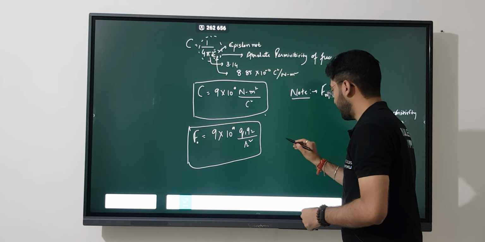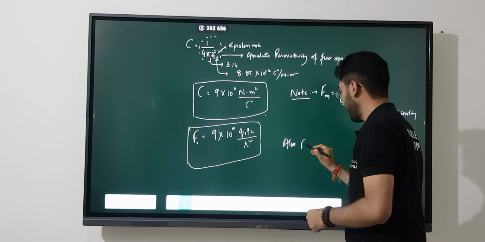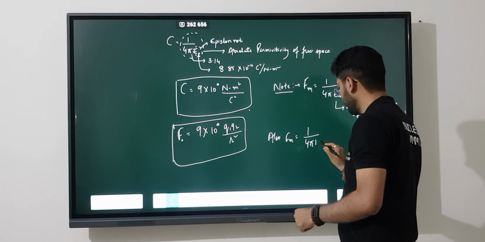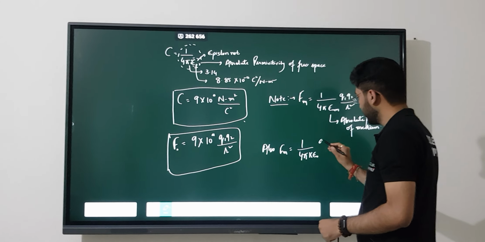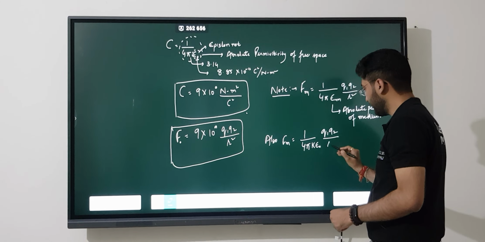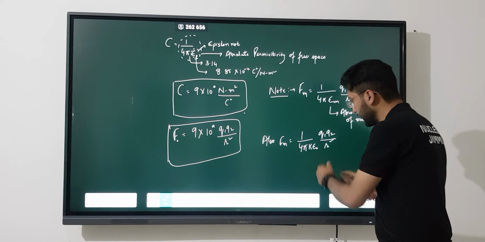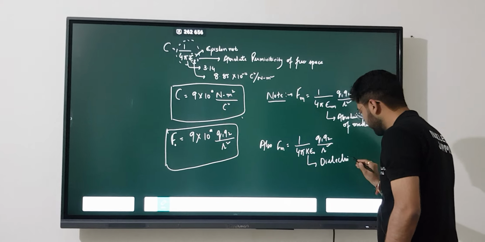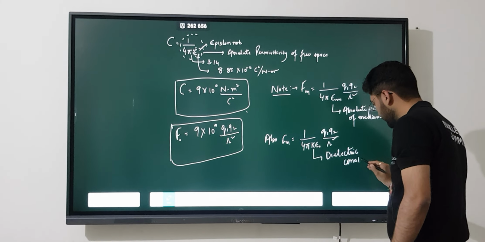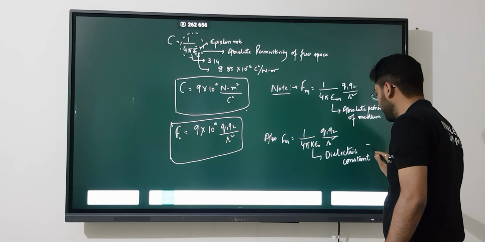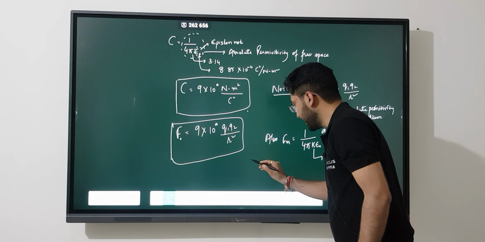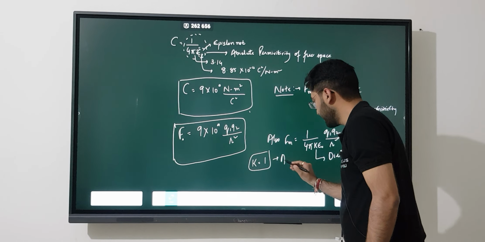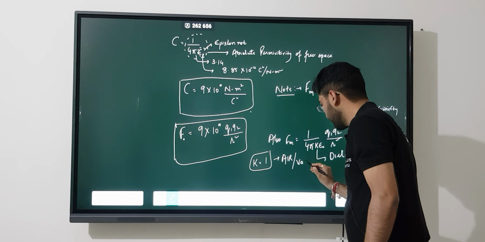Also, Fm, when you relate with the standard equation, this becomes 1 by 4 pi k epsilon naught, Q1 Q2 by r square. Now the question arises, what is k? This k is the dielectric constant, which is different for different materials. For air or vacuum, this is 1.